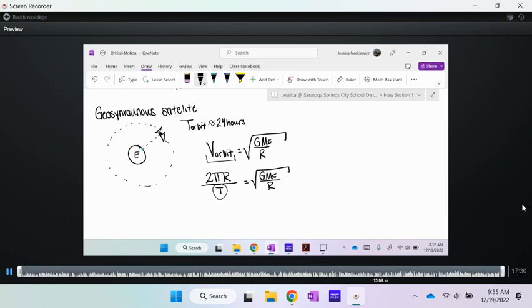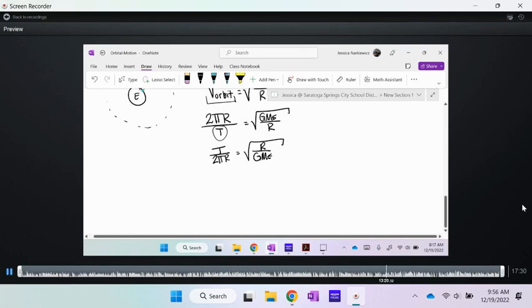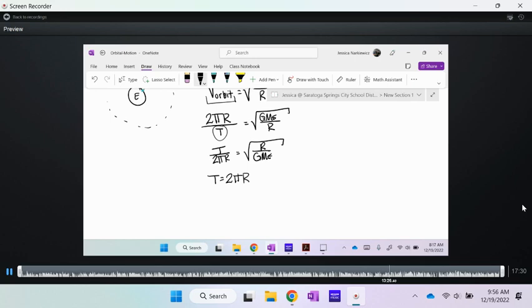So in order to solve for T, I'm going to flip both sides. So T over 2 pi r is the square root of r over GME. That's a fun math trick you can do. And then I'm going to multiply by 2 pi r. So my orbital period is 2 pi r times the square root of r over GME.